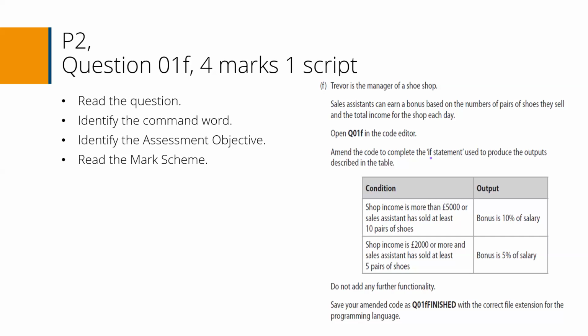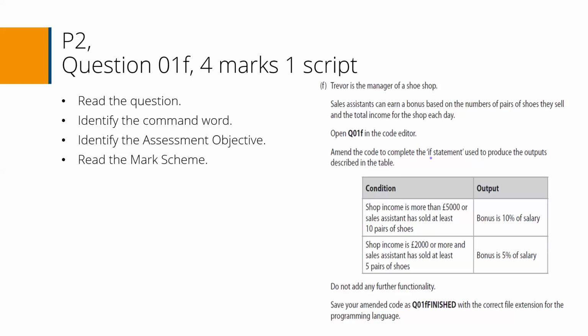And this is on pages 28 and 29. It is actually a remarkably simple question to do. They basically have to work out how a sales assistant can earn a bonus based on the number of pairs of shoes they sell and the total income from the shop each day.